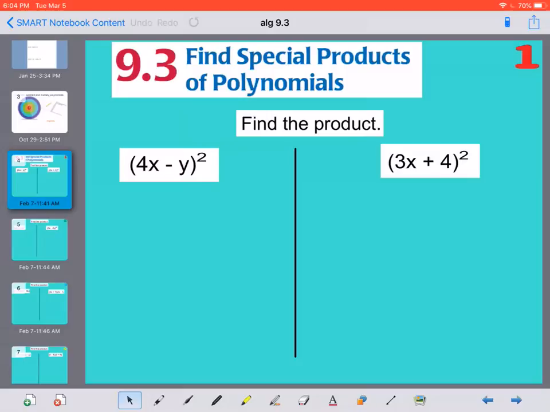Morning everyone. Today we're going to start 9.3, finding special products of polynomials. So the first thing I have here is (4x minus y) squared.